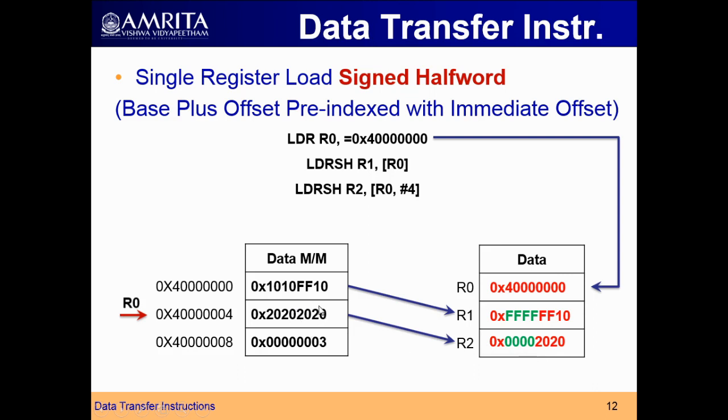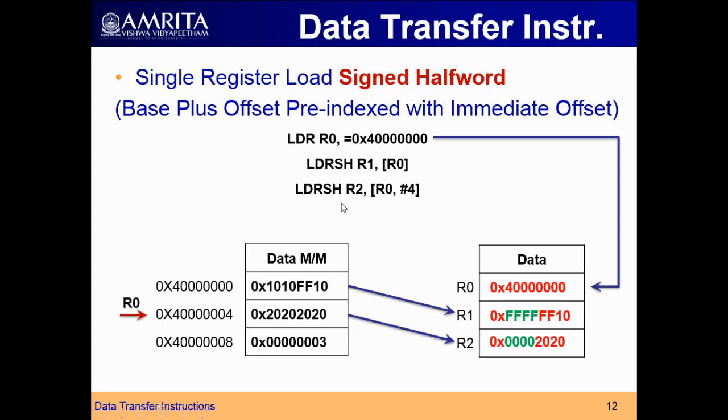Because if you are taking this half word 2020, what is the MSB bit? 0, because 2 means it is 0010. So what is the MSB, most significant bit? 0. So if you are taking this half word, MSB bit is 0. That shows that this half word is a positive number.